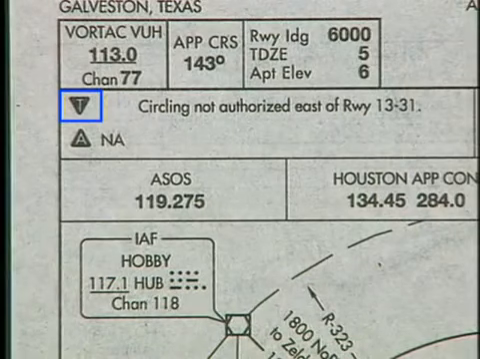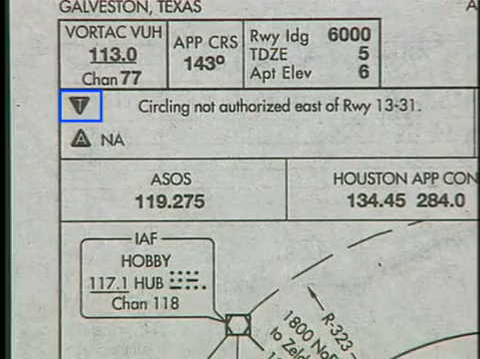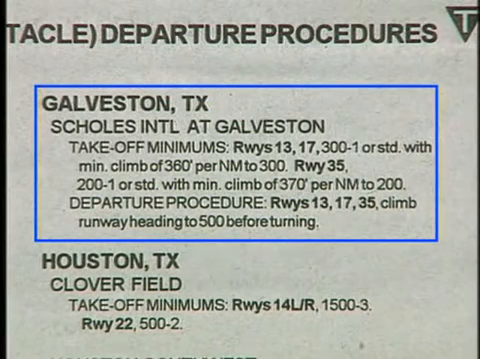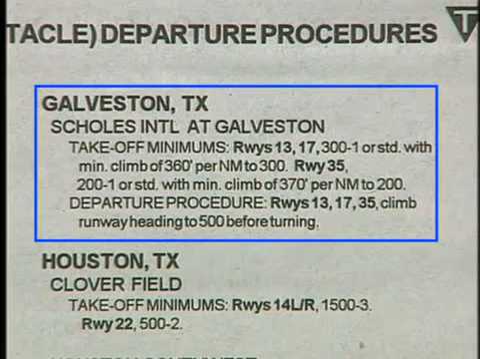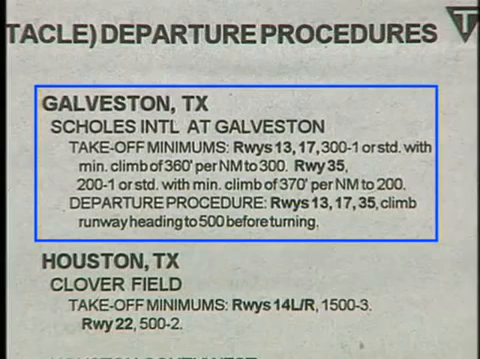If a T appears in this section, the airport has either non-standard takeoff minimums or a published IFR departure procedure. Refer to the airport listing in the takeoff minimums and obstacle departure procedures section in the front of the chart booklet. In this case, Galveston Shoals International has both non-standard takeoff minimums and an IFR departure procedure listed.